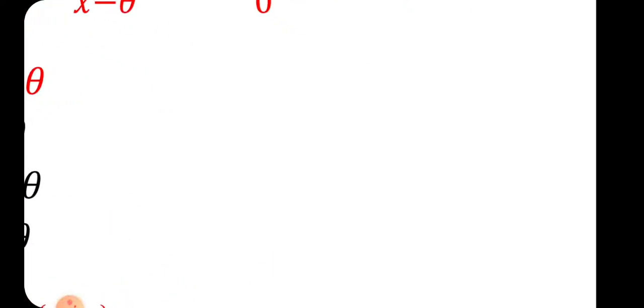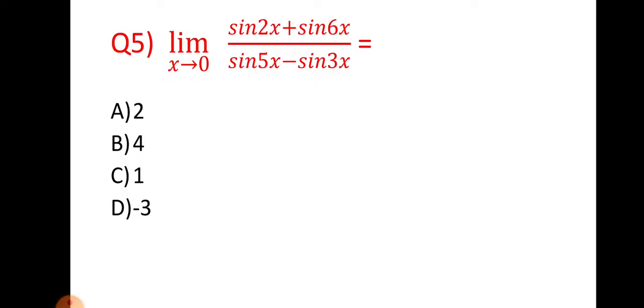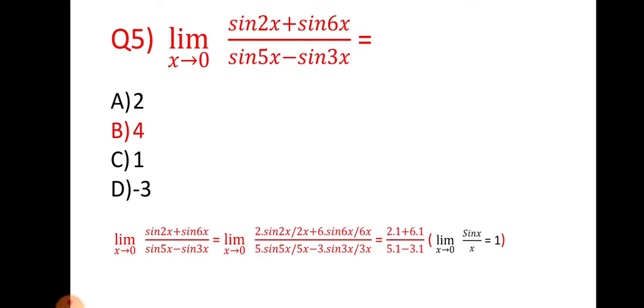Now let us see question number 5. Limit x tends to 0, sin 2x plus sin 6x divided by sin 5x minus sin 3x. Let us solve this question quickly by using our trick. We can solve this question by using this method.